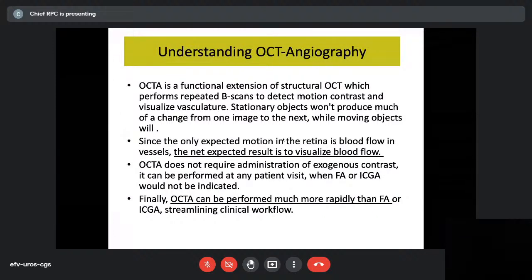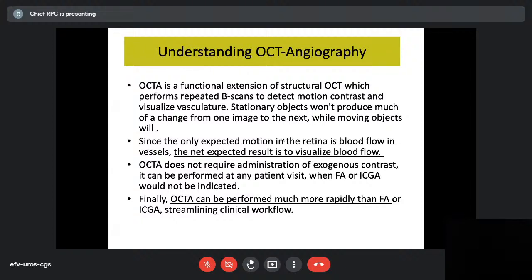Stationary objects won't produce any change from one image to another, but moving objects like RBCs will produce a lot of change in the image. So if you have a pathology, that also is shown up, and the net expected result is to visualize the blood flow.